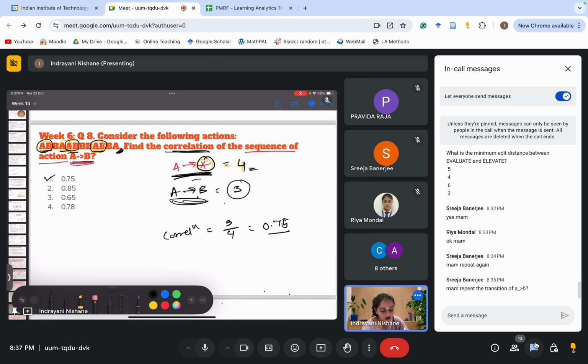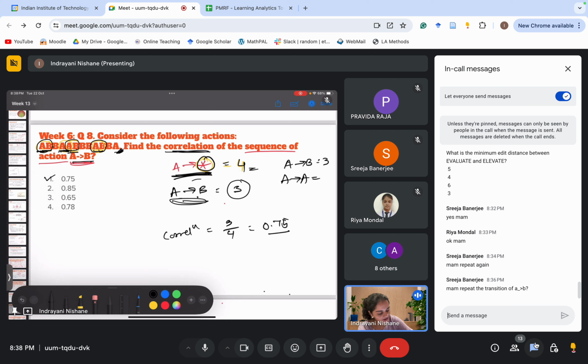A to any: count how many times A to any has occurred. So A to B, how many times has A to B occurred? 1, 2, 3. 3 times. A to A, how many times has it occurred? 1 time. This last A we are not considering, because there is nothing after that A, that is the end state. So that's why we are not considering that.